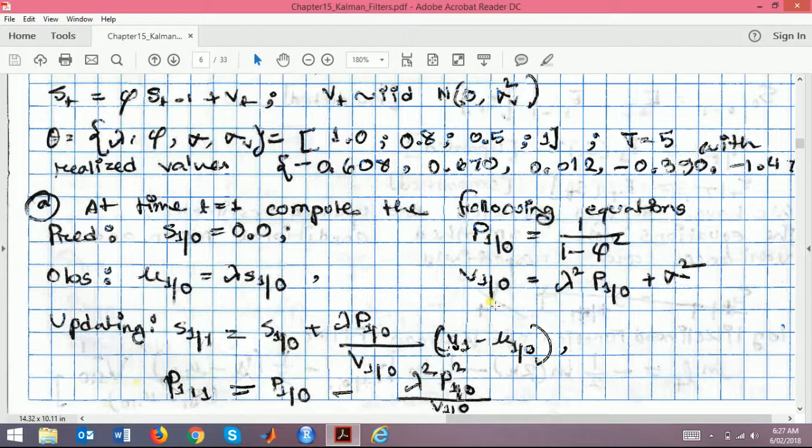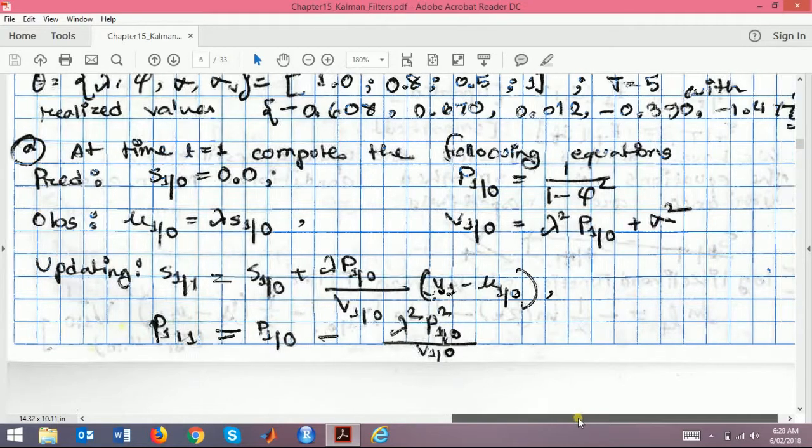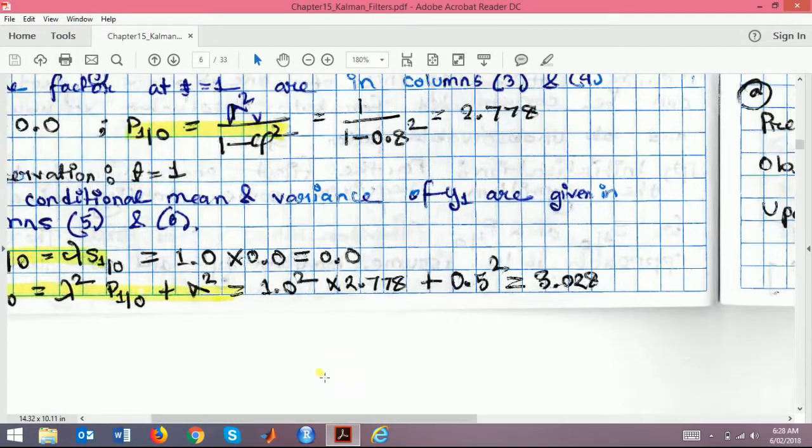simply lambda squared P10 plus sigma squared. On the other hand, P10 will be updated with phi squared P00 plus sigma squared. Then updating: S11 is equal to S10 plus the Kalman gain, which is lambda P10 divided by V10, times (y1 minus mu10), and then P11 is updated. So S11 is the mean and P11 the variance, in the updating phase: P10 minus lambda squared P10 squared divided by V10, where the numerator gets squared.